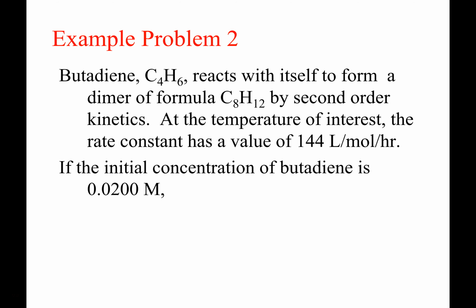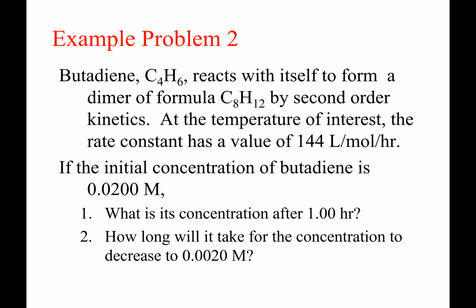So our A0 is going to be 0.020. We have our A0, we have our K. Let's look at the questions we could run into. So first off is given T is equal to 1 hour, what's A? And the other one is given A is 0.0020, what's T?